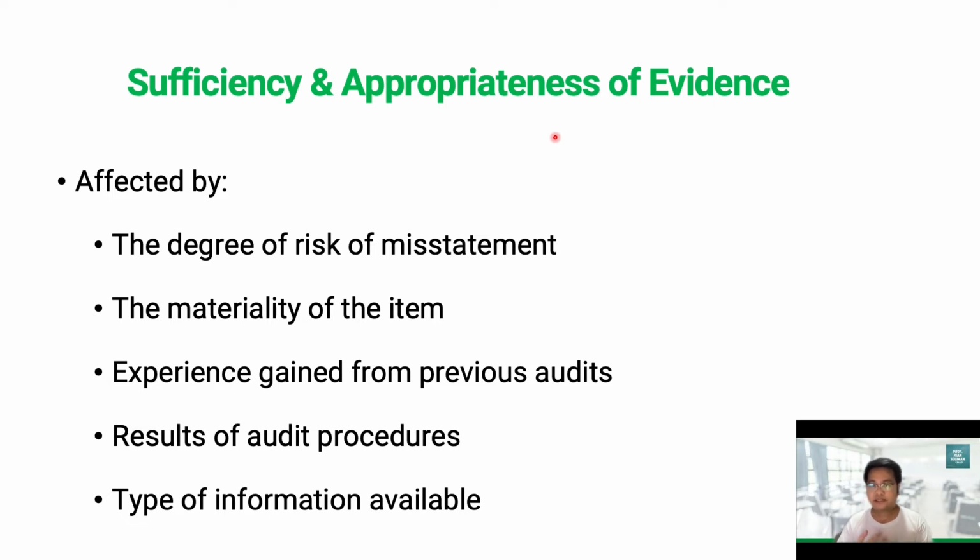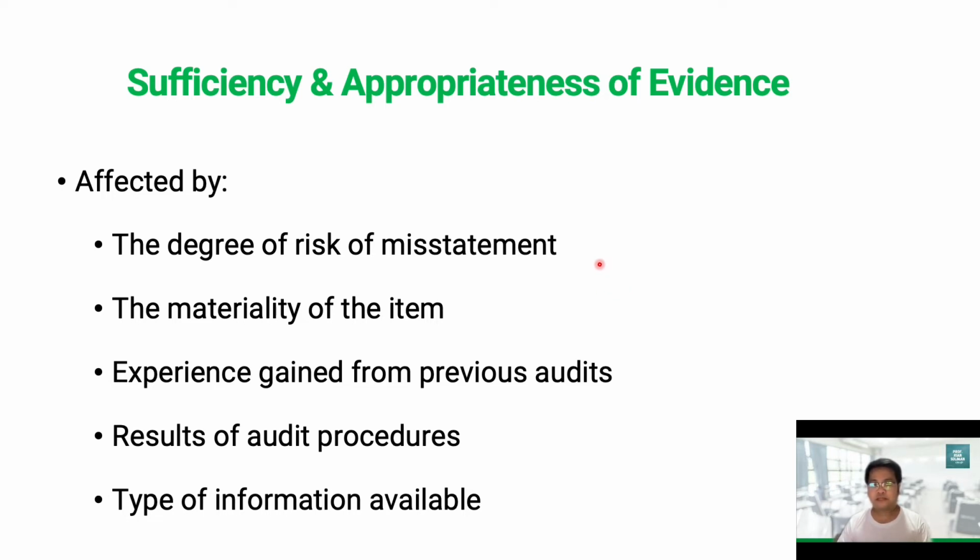So we have to have a basis or a reason why we obtain that match of evidence, or why we obtain those specific types of evidence that we have gathered during the course of our audit. So to arrive at that decision, whether we have obtained sufficient and appropriate evidence, we have to consider the factors that affect our gathering of audit evidence. Our gathering of audit evidence would be affected by the degree of the risk of misstatement.